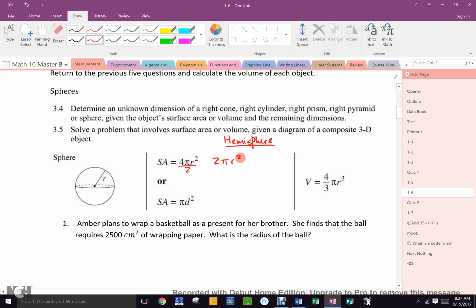Okay, but there's a problem with that. Because when I cut a sphere in half, what happens to that shape right there? What shape is that through the middle of a sphere? A circle, yes? Is that circle part of this 4 pi r squared? Yes or no? No, why? Because it's on the inside. But once I cut the thing in half, is it now part of the surface area? So what do I got to do here? What have I added?